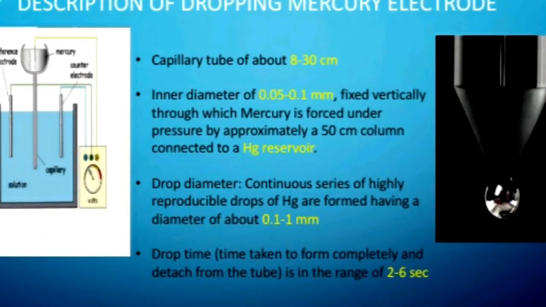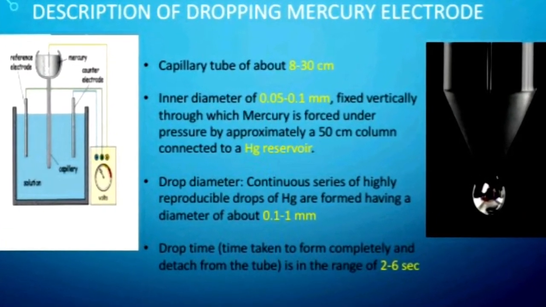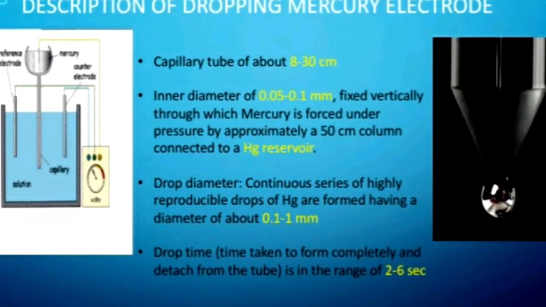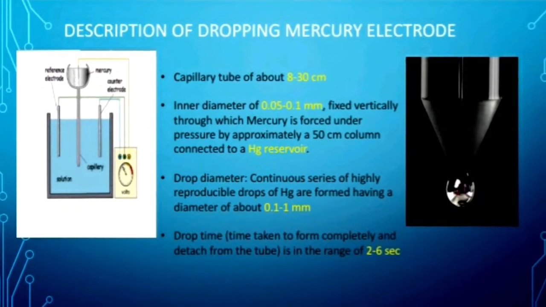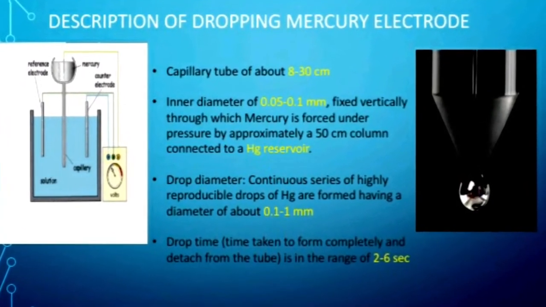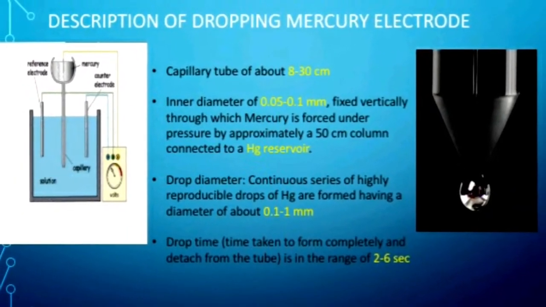So basically, the dropping mercury electrode is said to consist of a capillary tube that is directly attached to a reservoir of mercury. This point is evident from the picture on your left. The capillary tube is an essential part of the electrode, and there are certain conditions related to its length and breadth or diameter which are to be taken into consideration while making this electrode.